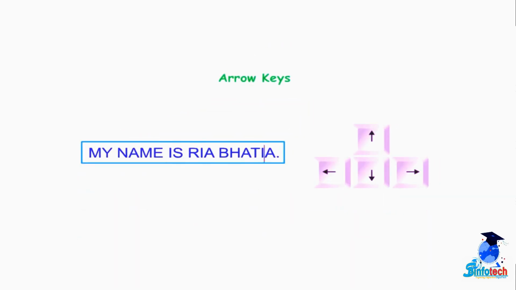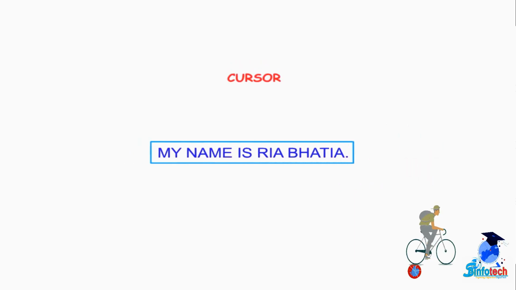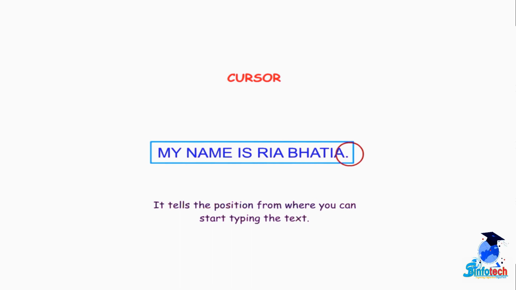Arrow keys. Arrow keys are used to move the cursor on the monitor in 4 directions, that is, left, right, up and down. Students, now let us talk about cursor. It is a blinking line on the monitor. It tells the position from where you can start typing the text.